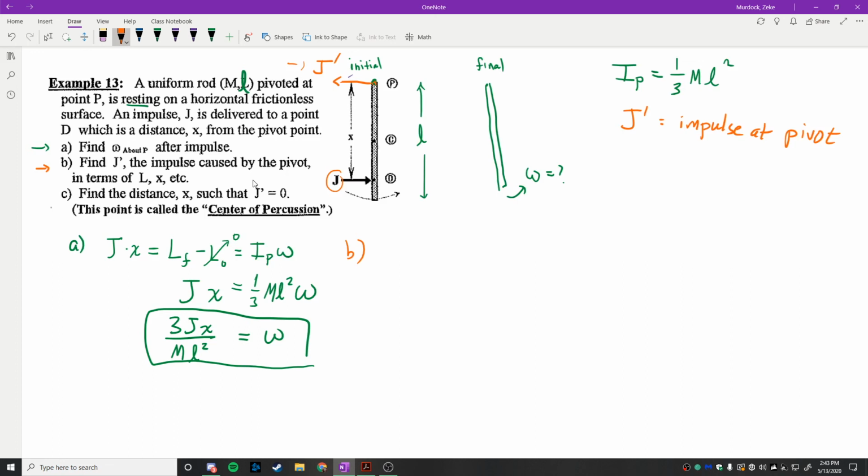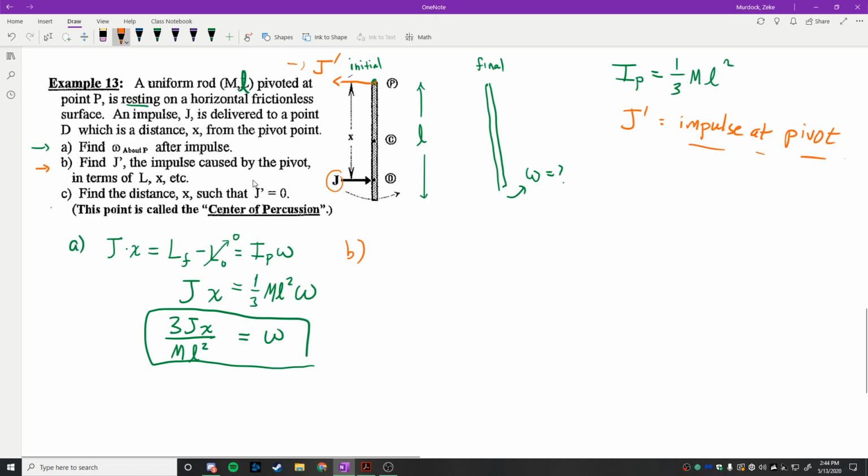Do you guys know what I'm talking about? Okay. Yeah, it can sometimes be jarring, right? It'll send shivers down your forearm and stuff, right? Okay. So that sting you feel is like this impulse at the pivot in this problem, okay?